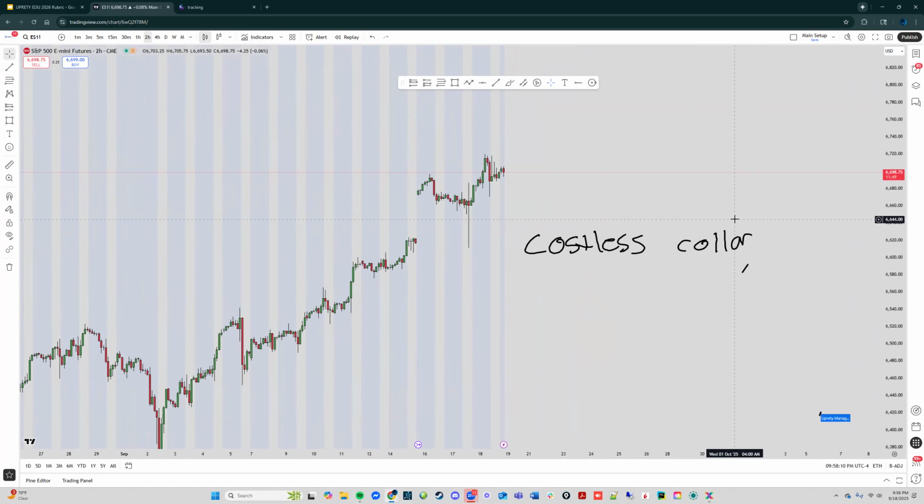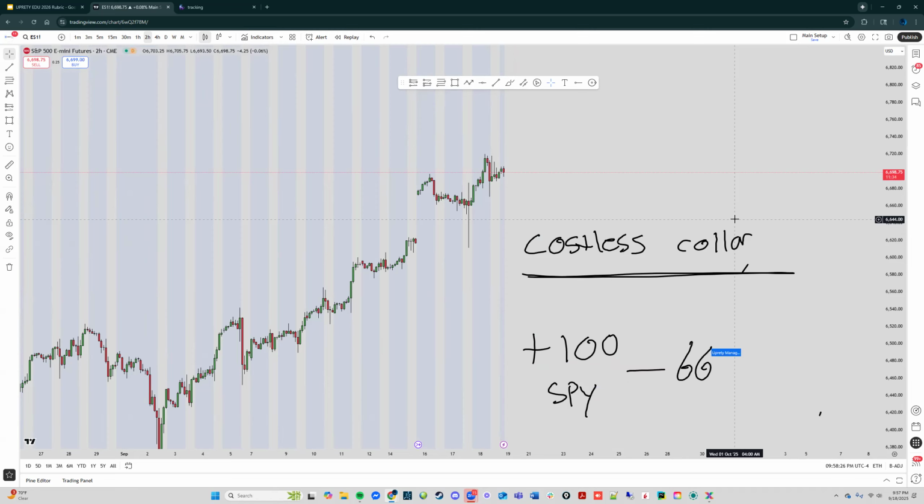Okay, a costless collar. This also goes into your risk management. What ends up happening is, let's say Arjun wants to buy 100 shares of, I don't know, SPY. He buys them at 660. If it drops $10, he's going to be negative 1,000. So how does he protect against this?